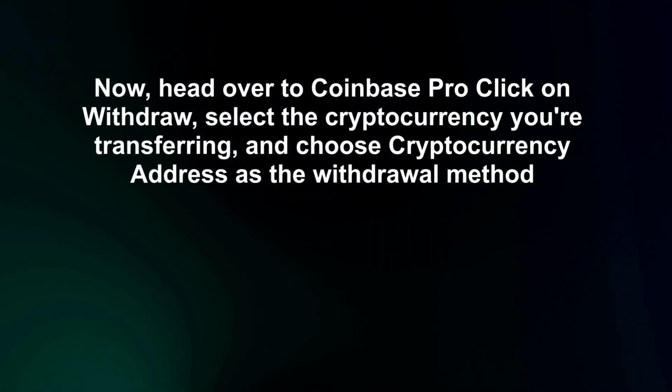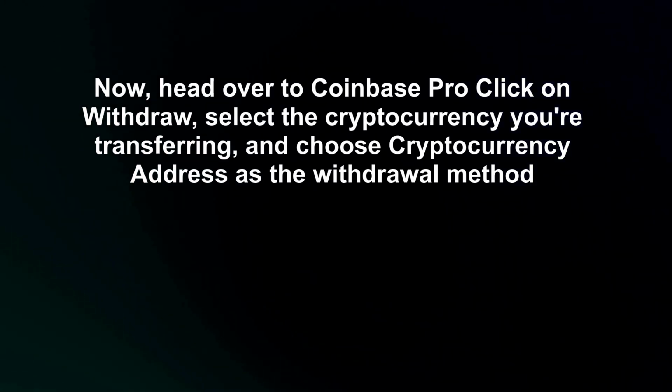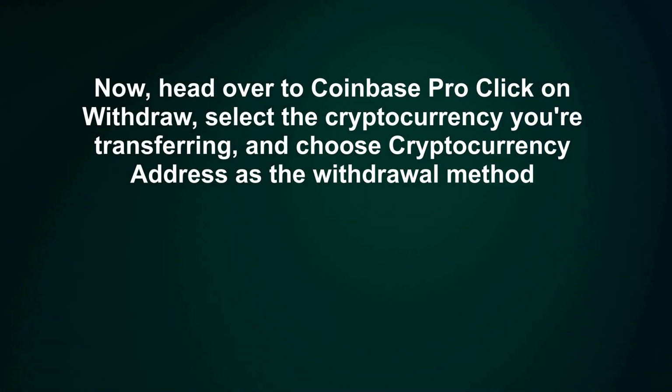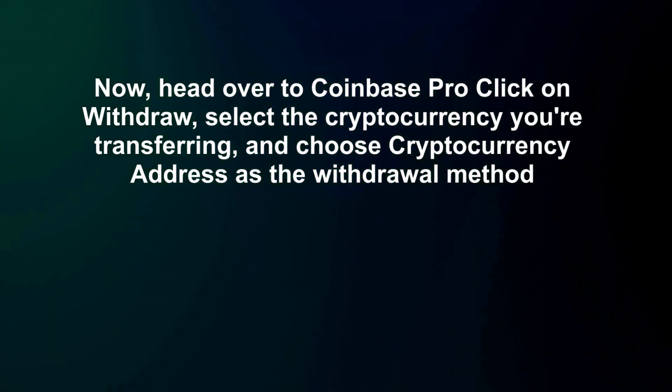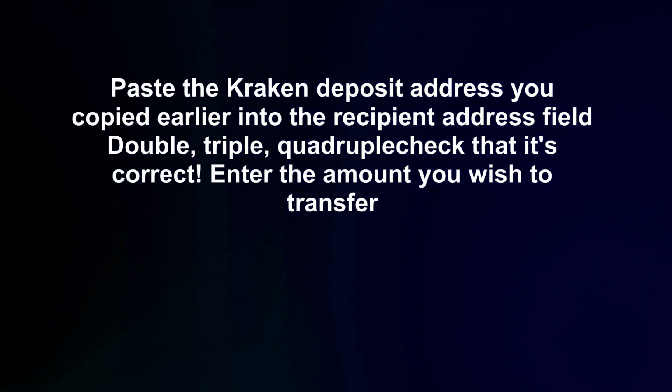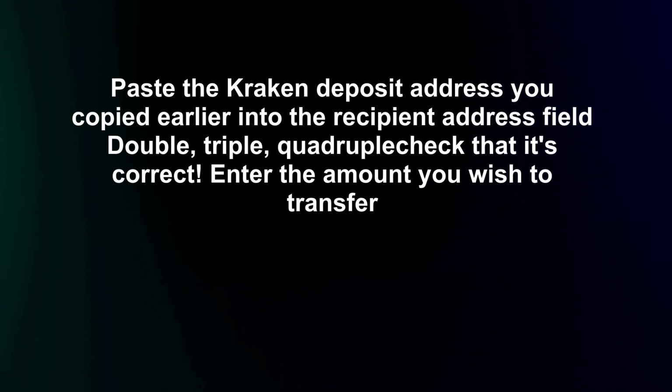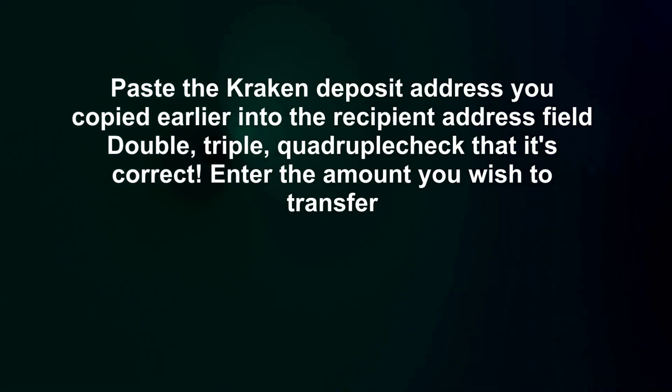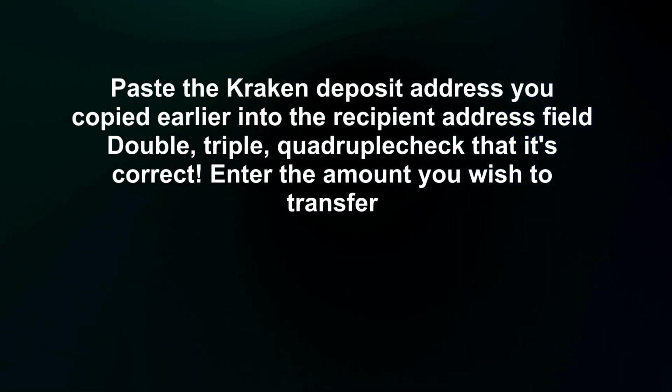Now, head over to Coinbase Pro, click on Withdraw, select the cryptocurrency you're transferring, and choose cryptocurrency address as the withdrawal method. Paste the Kraken deposit address you copied earlier into the recipient address field. Double, triple, quadruple check that it's correct. Enter the amount you wish to transfer.